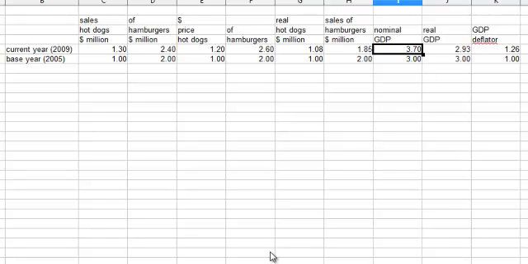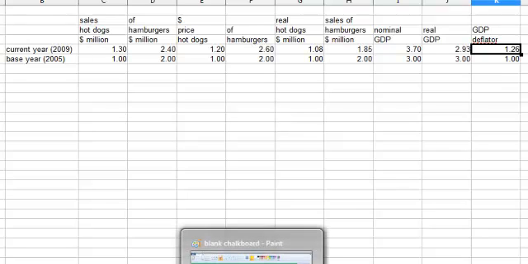So next time, what I want to talk about is the growth calculations. How do we calculate growth rates from one year to the next? How much did nominal GDP grow? How much did real GDP fall? How much did prices rise? That's what we'll want to go over next time.